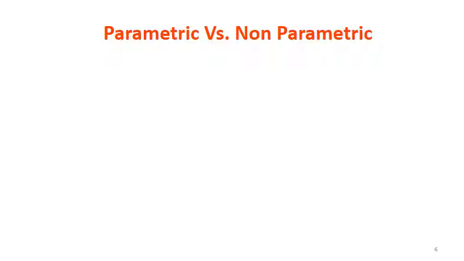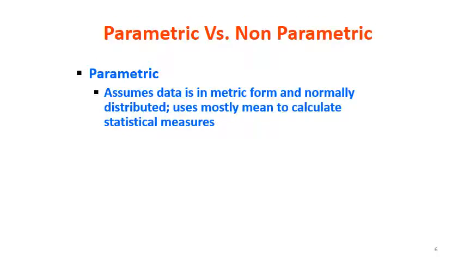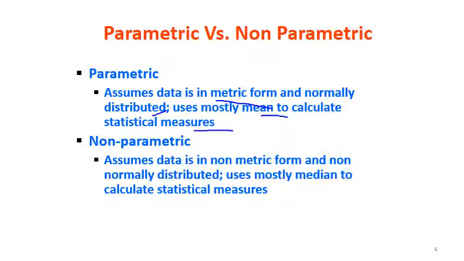There is this term that we often get mixed up between parametric and non-parametric. So basically, parametric testing is where we assume the data is in metric form, which is quantitative and normally distributed, and uses mostly the mean to calculate statistical measures. Whereas non-parametric assumes that the data is non-metric and non-normally distributed, and this one usually uses the median to calculate the statistical measures. Now, for this presentation, we're only going to be concerned with the parametric testing, and we are not going to be concerned with the non-parametric for now.